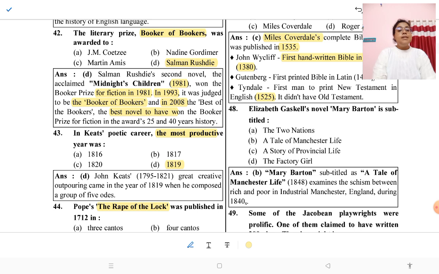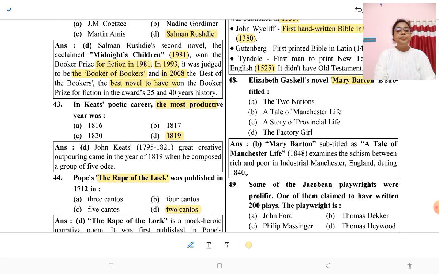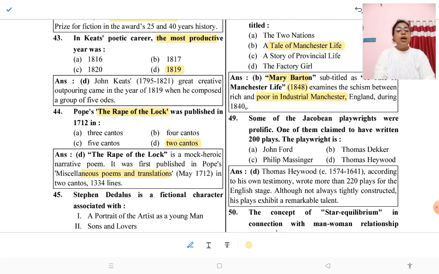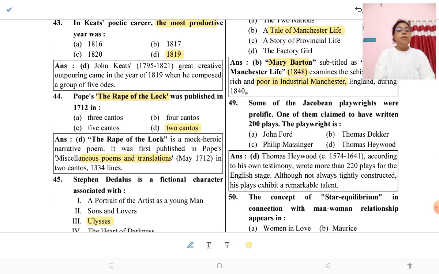Then Elizabeth Gaskell's novel Mary Barton is subtitled A Tale of Manchester Life. Mary Barton, subtitled A Tale of Manchester Life, was published in 1848. It examines the schism between rich and poor in industrial Manchester, England, during the 1840s. Then the next question, question number 49.